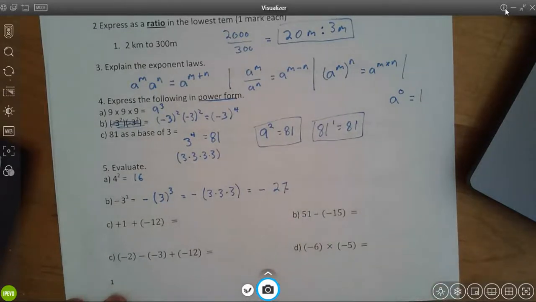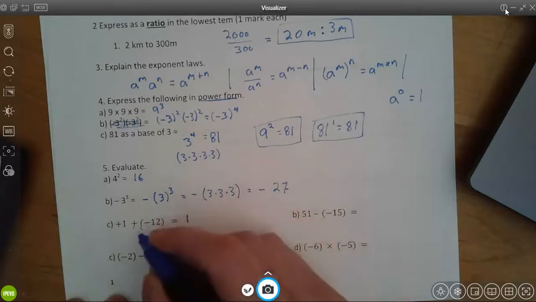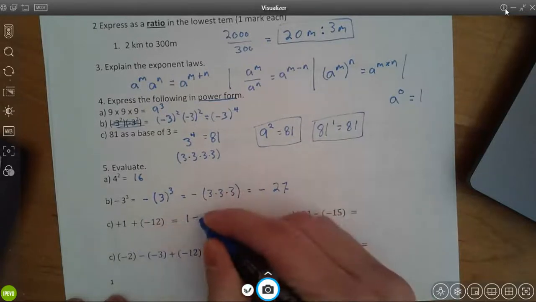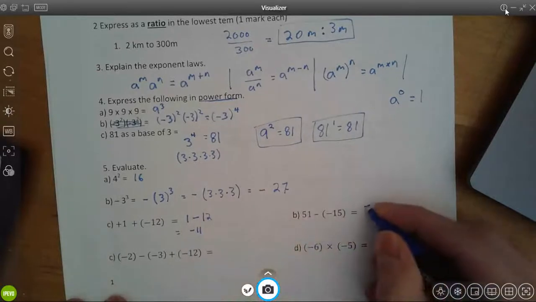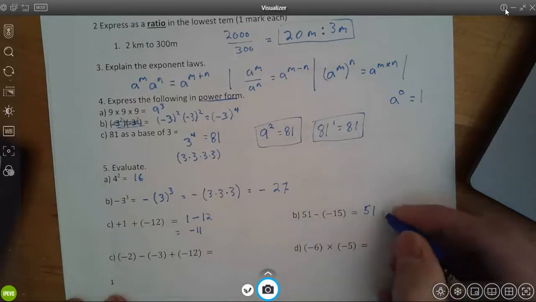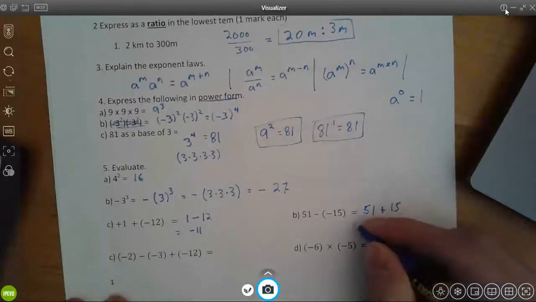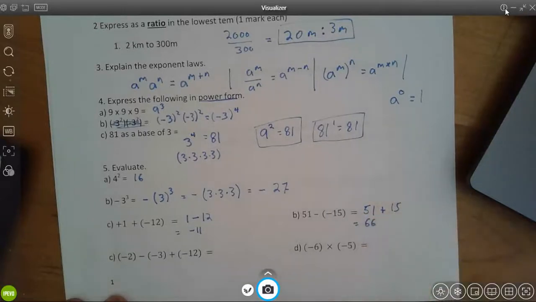So the negative is only part of the base if it's included in the brackets. Here's some integer work. One thing I always do is if I have 2 signs in a row, I simplify. So I would simplify to 1 take away 12 or negative 11. Same thing here. If I have 2 of the same sign, that simplifies to a positive. 51 plus 15 is 66.